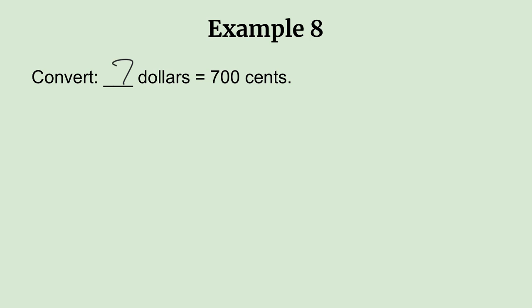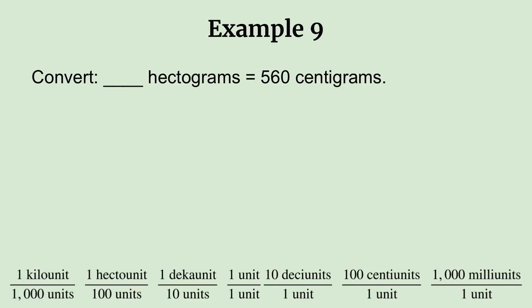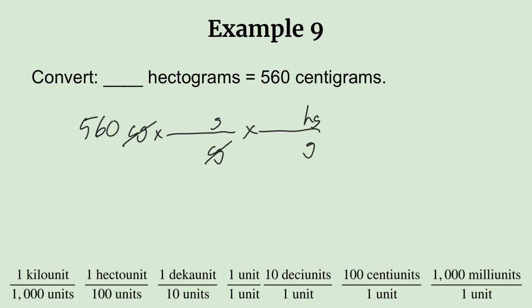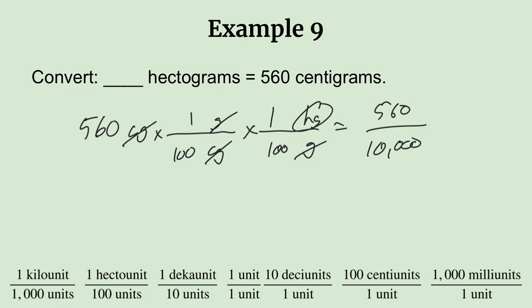Hectograms to centigrams, or other way around, I guess. 560 centigrams times centigrams over hectograms. I don't necessarily know what that is, but I do know what it is to grams. And then I know grams to hectograms. So these cancel, we're left with hectograms, which we want. So there are 100 centigrams to 1 gram, and there are 100 grams to 1 hectogram, so it's 560 over 10,000. Those cancel, and we get 0.056 hectograms.